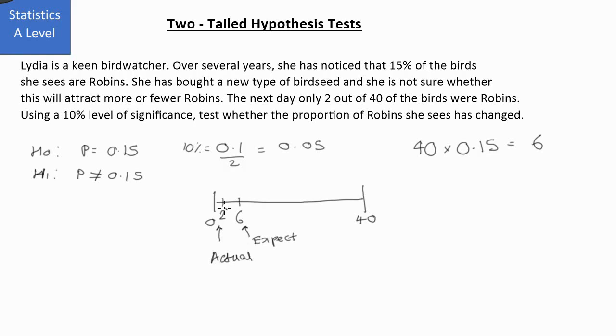So we do what we got or weirder. We're going to go away from the expected value. Because if we expected to see 6 and we only saw 2, it's a bit strange. But if we expected to see 6 and only saw 1, that's even weirder. And if we expect to see 6 and we don't see any, then perhaps this new bird seed has affected the number of robins that we're seeing. So we're looking for the probability of X being less than or equal to 2.